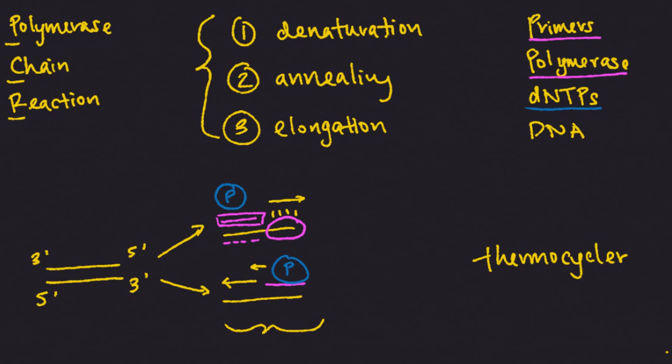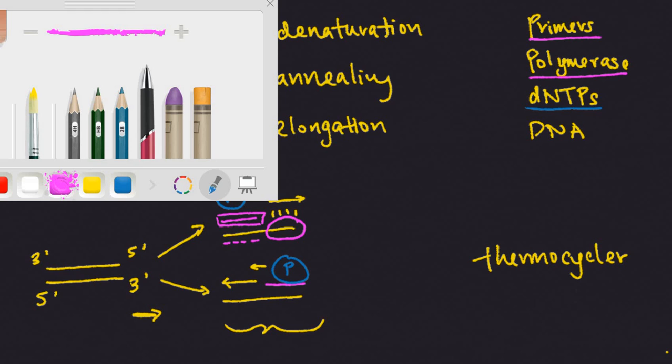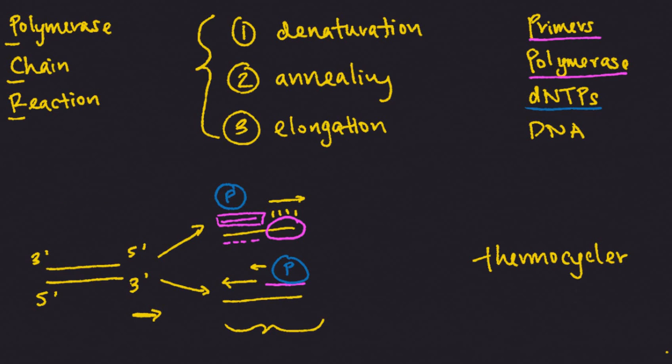So let me just go through the 3 steps once again. The first step, denaturation, is pretty self-explanatory. You need to denature, or split, the double-stranded DNA into single strands, like I did in this section right here. I took the double-stranded DNA and split it up into 2 single strands. After that, what I was able to do is add primers. I was able to bind the primers, or anneal them, right here and right here.